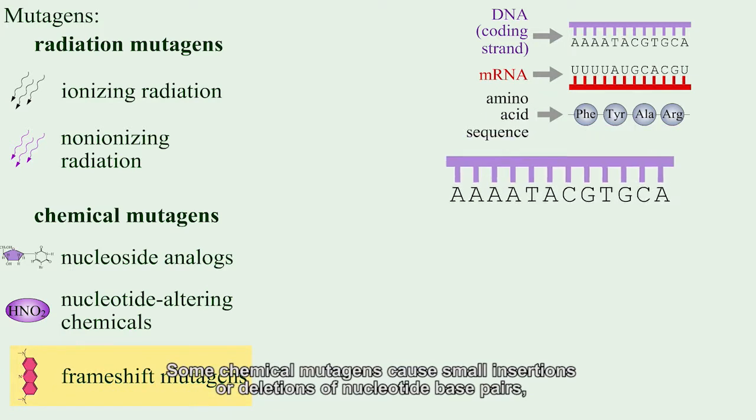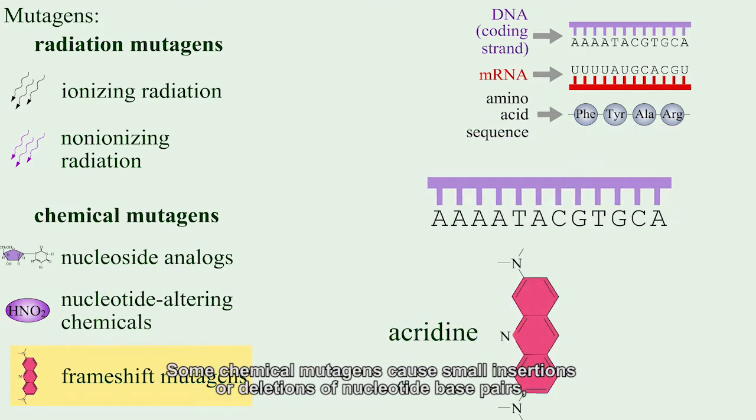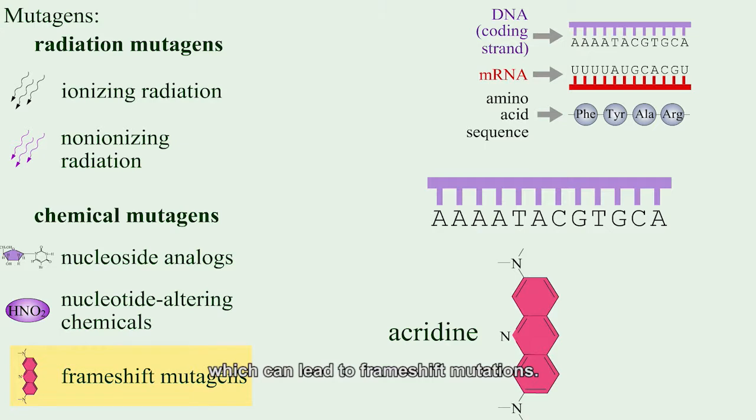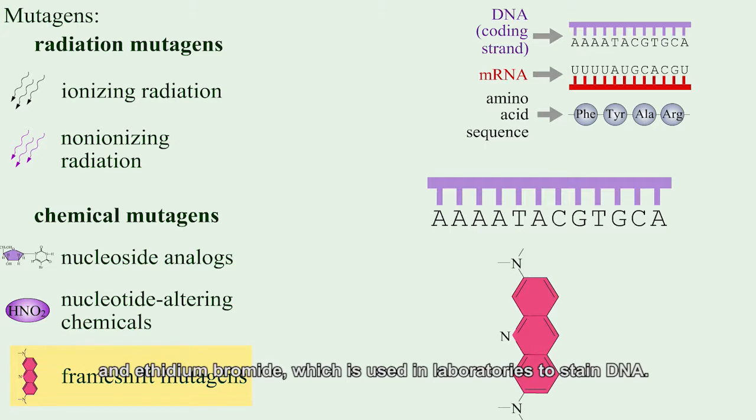Some chemical mutagens cause small insertions or deletions of nucleotide base pairs, which can lead to frameshift mutations. Examples of such frameshift mutagens include acridine, a dye commonly used as a mutagen in genetic research, benzopyrene, which is found in smoke and soot, and ethidium bromide, which is used in laboratories to stain DNA.